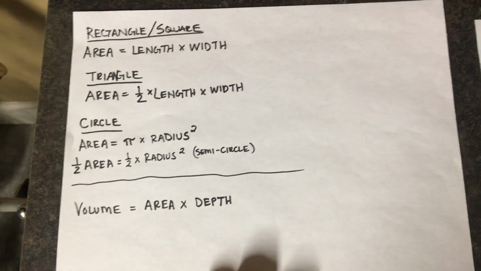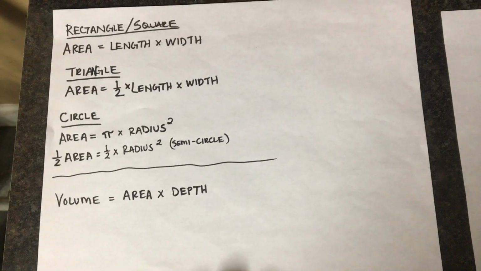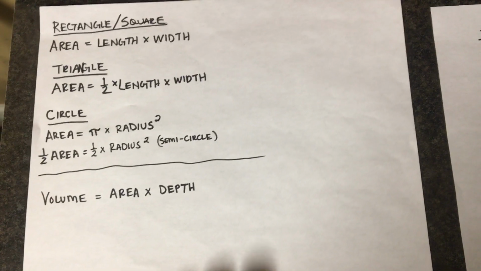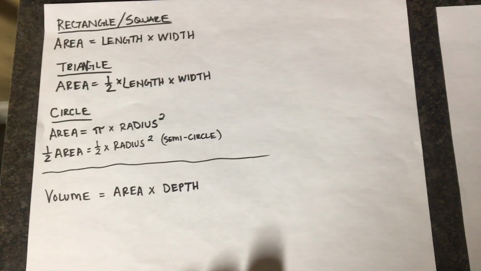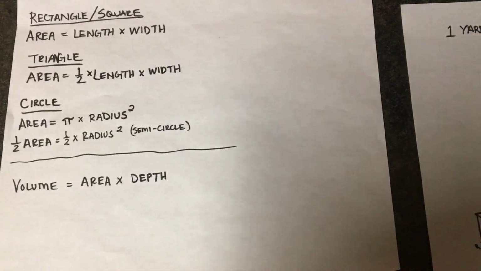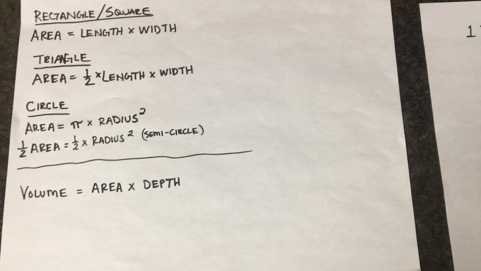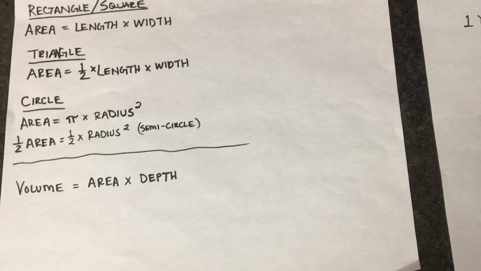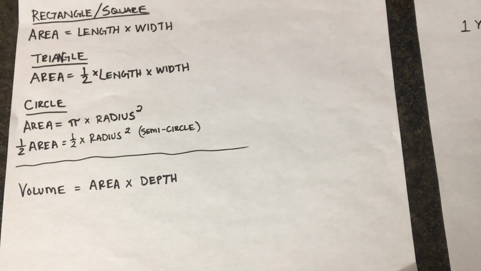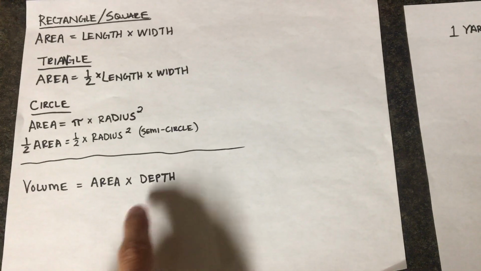Up here, I just wrote down a few of the area equations. Pretty easy, standard. Square or rectangle: length times width. Triangle: you might have to break something up into triangles to get a good measurement. It's a half times length times width. And then there's the area of a circle too, though you probably won't need that very much. And your final one down here: the volume is going to be your area times your depth.